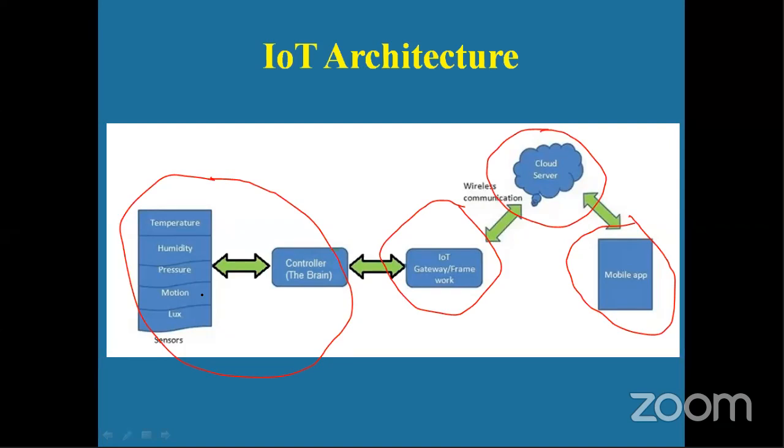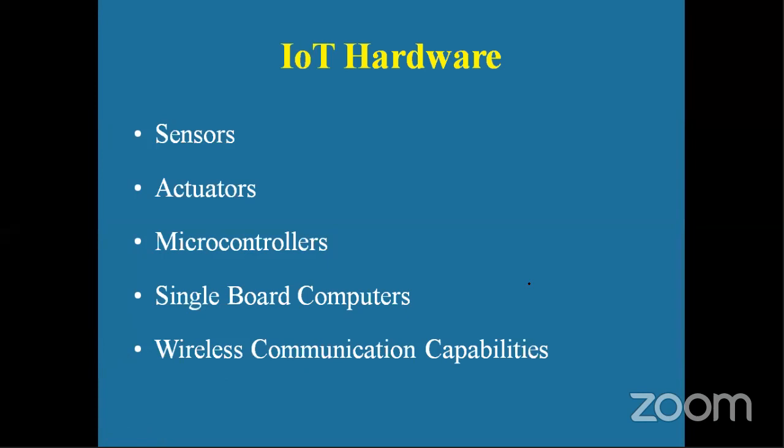So an interface, an application, either as an Android app or a web-based web page, has to be provided for the user to interact with the IoT system. So 4 blocks we have. Let us go further. IoT hardware. What does an IoT hardware contain? IoT hardware contains sensors, actuators, microcontrollers. It can even contain single board computers and wireless communication capabilities.